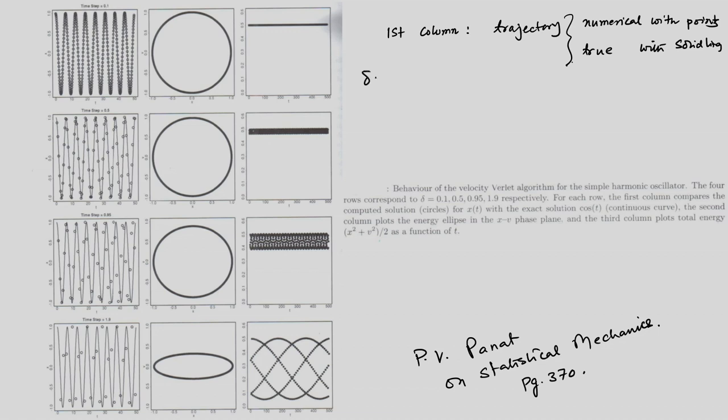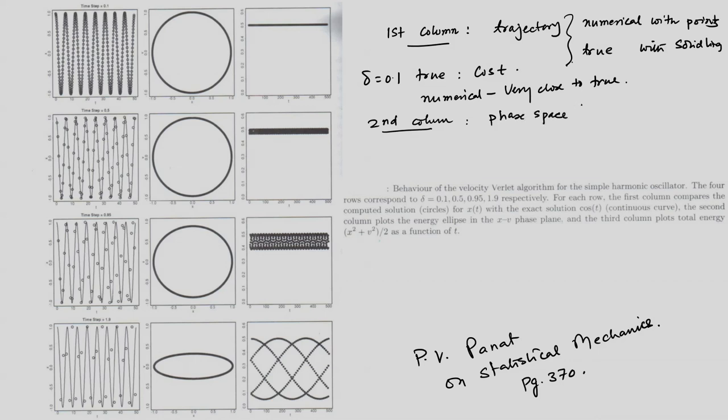All right. So, let us see this, that you see the solution is pretty much following for a time step equal to 0.1. The true trajectory is cos of t and the numerical one is very close to true. So, you see that these circles are falling on the bold continuous lines, and the second column actually corresponds to what we said is basically the phase space or the constant energy contours.